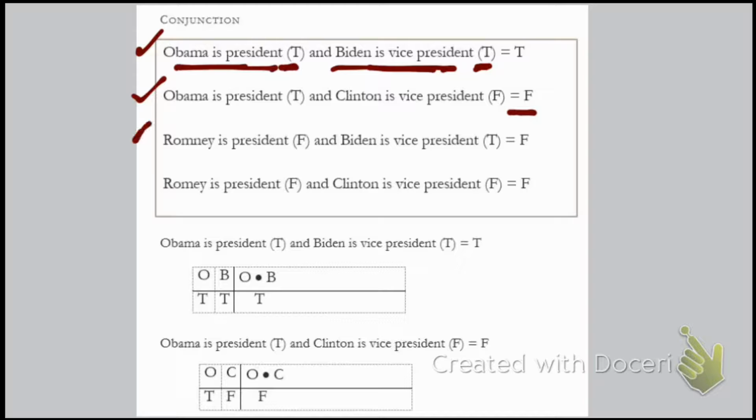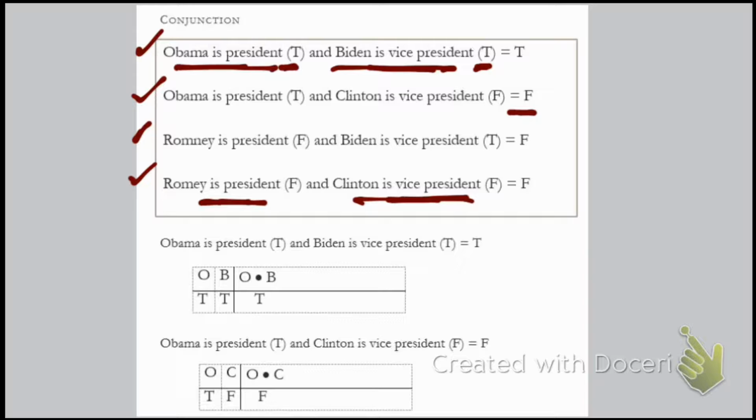Look at the third claim. Suppose someone were to say Romney is president and Biden is vice president, but at this time, the claim Romney is president is false, and the claim Biden is vice president is true. If someone were to utter that whole claim, you would say it's false, because Romney isn't president. And this last one, Romney is president is false and Clinton is vice president is false. And if someone were to say to you, Romney is president and Clinton is vice president, you would say that's false, primarily because the first statement is false and the second statement is false.